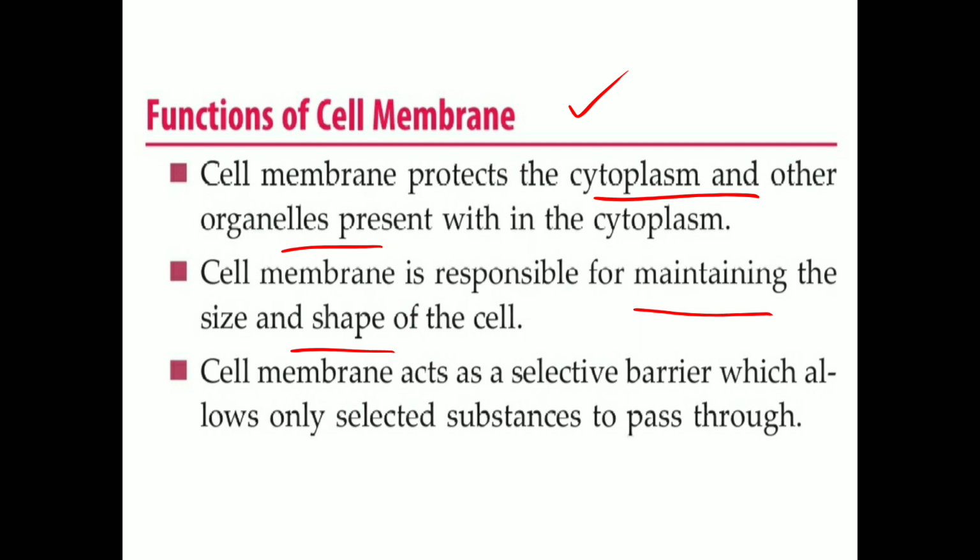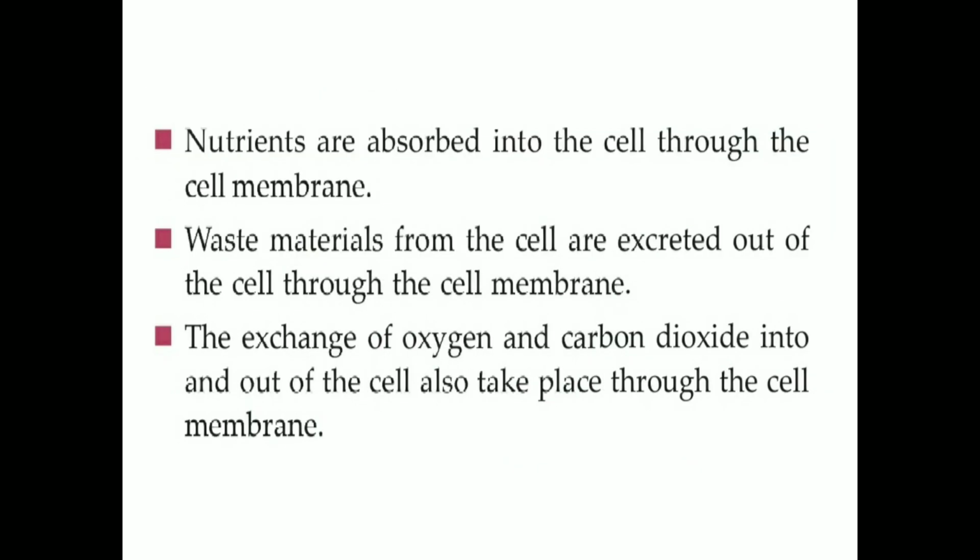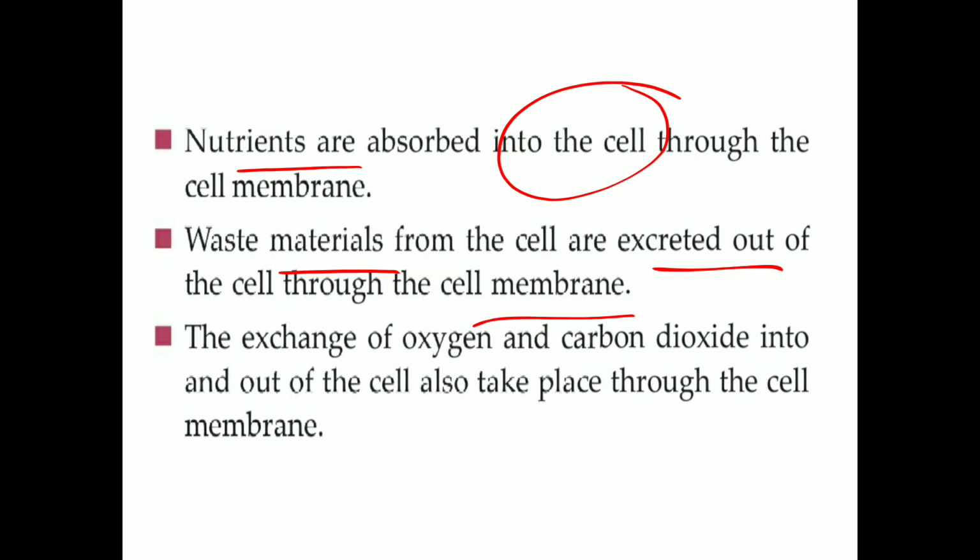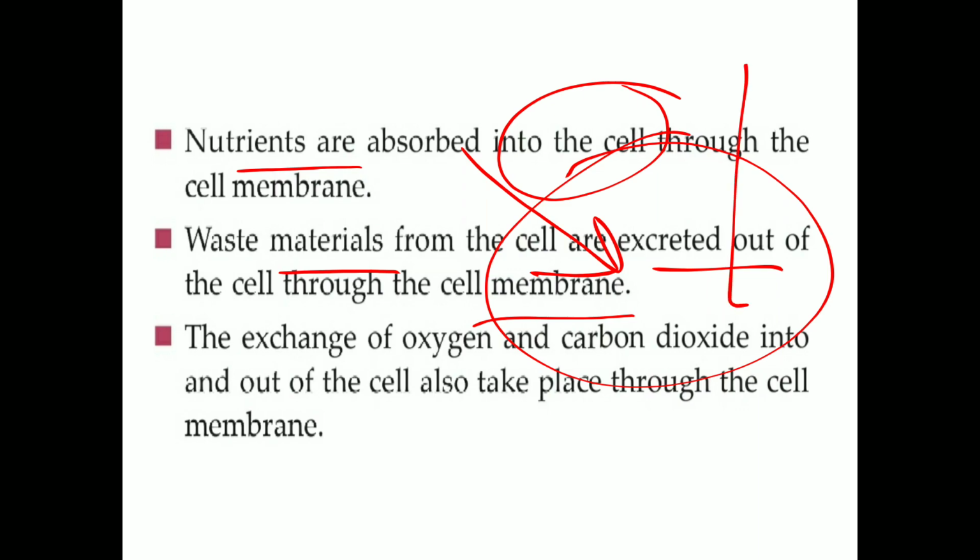And the cell membrane is acting as a selective barrier, which will allow only the selected substances to pass through. The nutrients are absorbed into the cell through the cell membrane. And waste materials are excreted out of the cell, that is also through the cell membrane. Through the cell membrane, nutrients have been taken in, waste materials have been sent out.